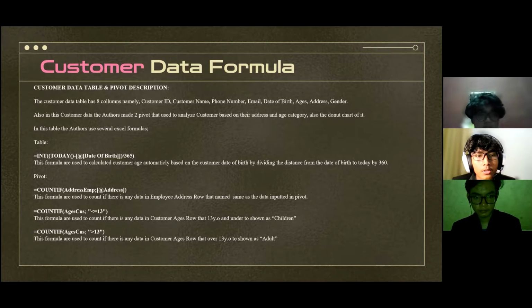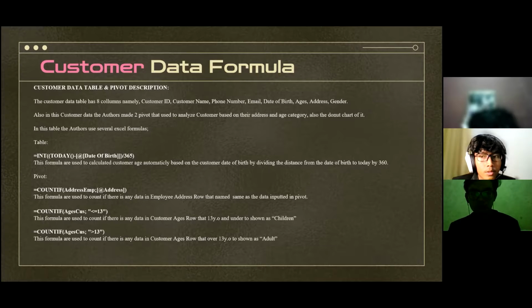In this table, the authors use several Excel formulas. For the customer table formula, this formula is used to calculate customer age automatically based on the customer date of birth by dividing the distance from the date of birth to today by 360. Pivot table for customer data. Formula COUNTIF, this formula is used to count if there is any data in the customer address row that is the same as the data input in the pivot.